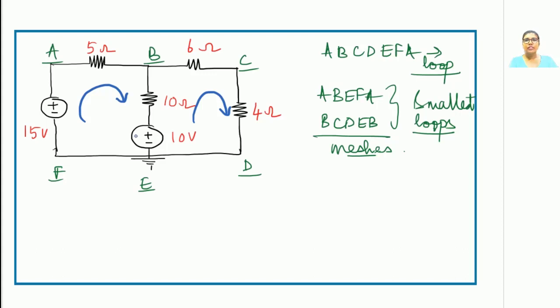Now the fourth step says apply KVL to each mesh. How do you write down these KVL equations? In order to write the KVL equation, one has to use Ohm's law to express the mesh voltages or the branch voltages in terms of the branch currents and their respective resistances. This is a very important aspect, so please follow this part. As we can see, A, B, E, F, A is the first smallest loop, which from here onwards I'll be calling a mesh. We are supposed to write the KVL equation for this mesh. The assignment of the current is in the clockwise direction.